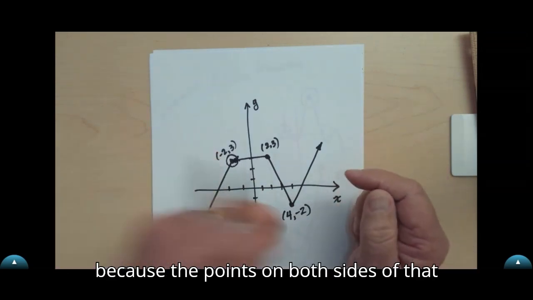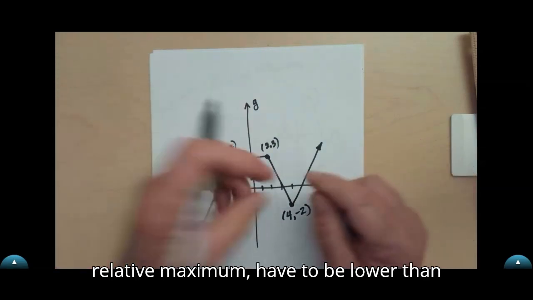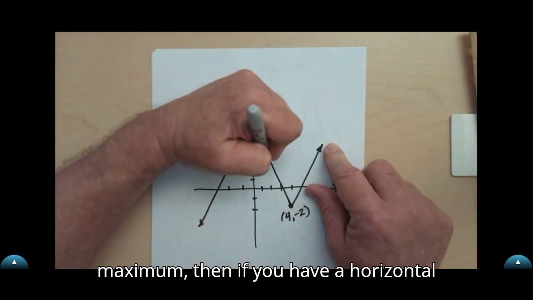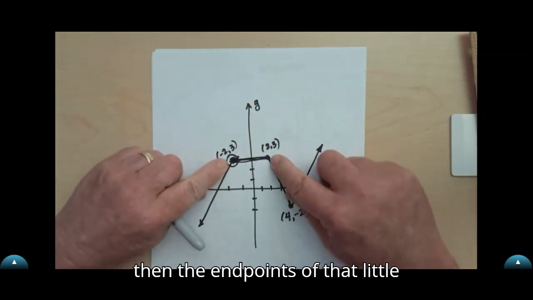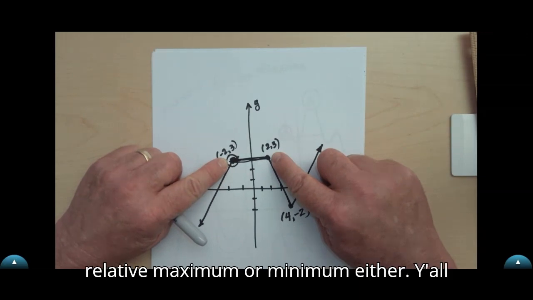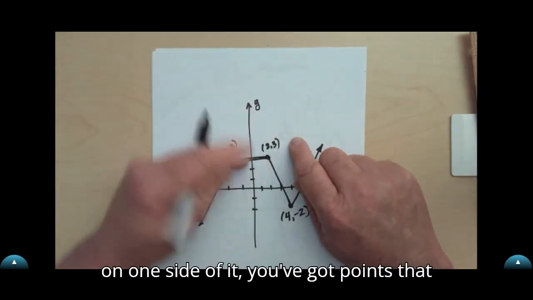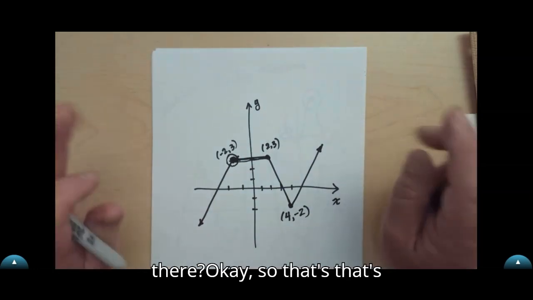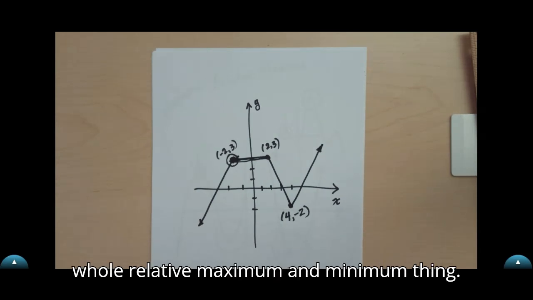But because the points on both sides of that point have to be lower than the point that you claim is a relative maximum, if you have a horizontal line segment as part of your graph, then the endpoints of that little horizontal line segment can't be a relative maximum or minimum either. Y'all see that? Because on one side of it, you've got points that are the same height. Everybody with me there? Okay, so that's pretty much what we got to know about the whole relative maximum and minimum thing.